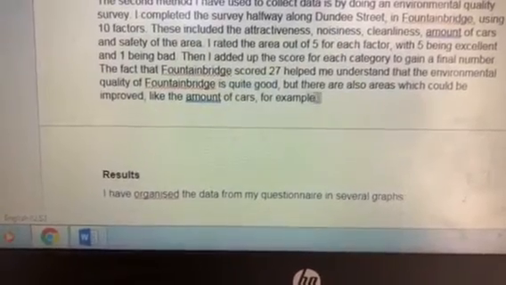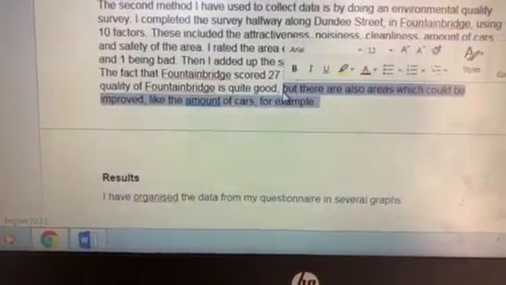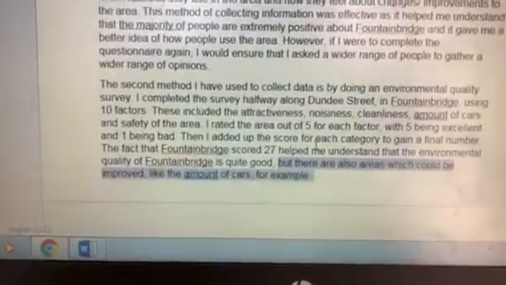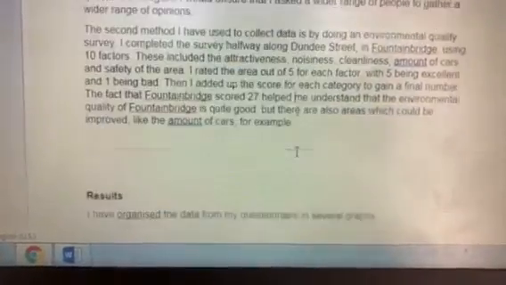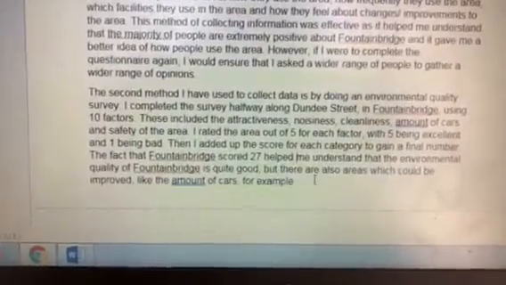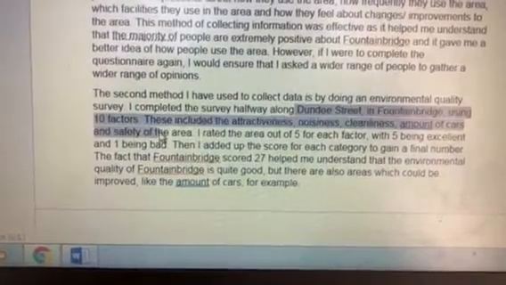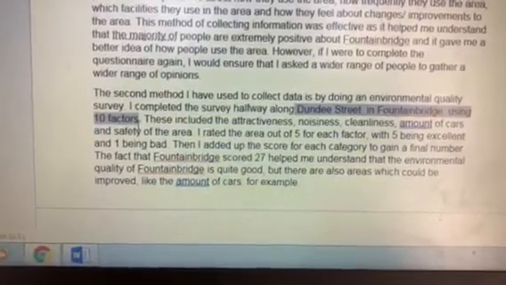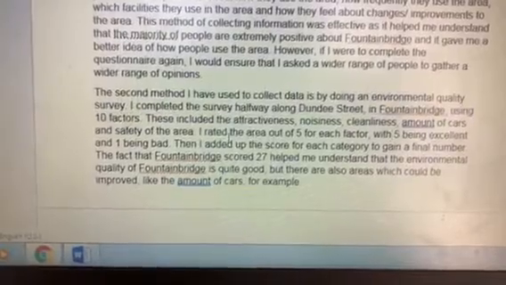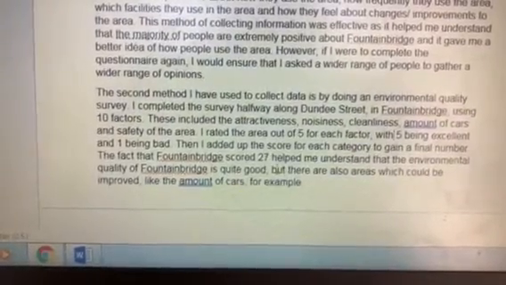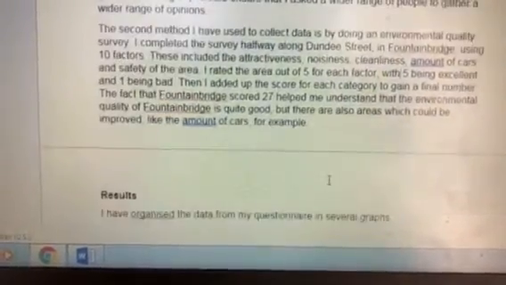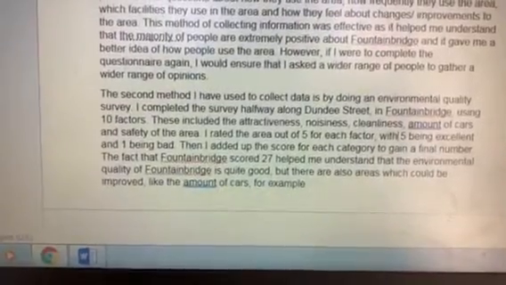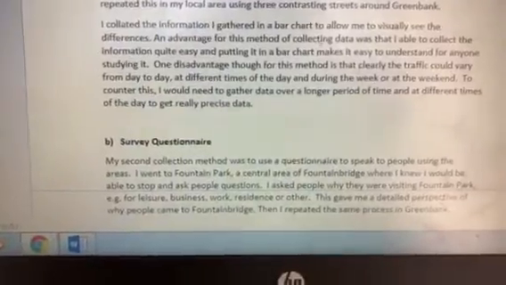But there are also areas that could be improved because nowhere is going to be perfect. Trust me on that. You're not going to give a perfect score to any area. Okay? So for your environmental quality survey, you want to be mentioning the different variables you looked at, the different indicators, the street name, what you rated it out of 5 and your total scores, and just how you basically did it, a step-by-step guide. Okay, let's look at another example.